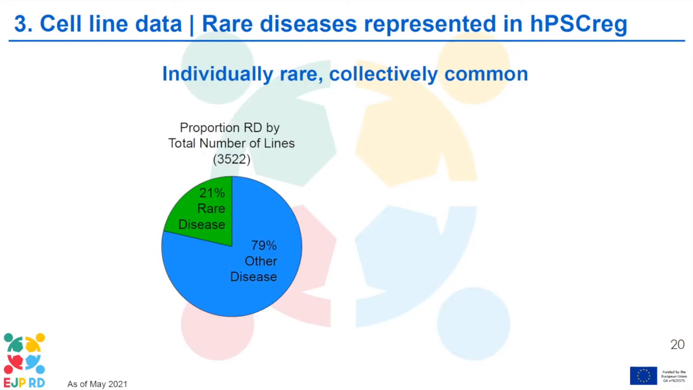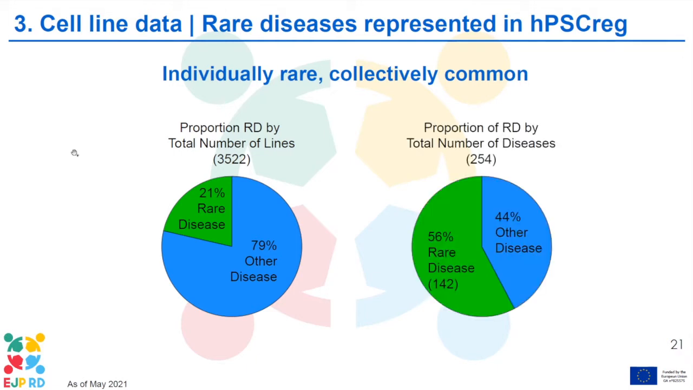So while hPSCreg is not a rare disease specific resource, approximately 21% of the lines that are registered in hPSCreg come from donors with a rare disease. Looking at the total number of diseases represented in hPSCreg, rare diseases account for about 55% of all diseases associated to lines in hPSCreg. So although rare diseases are individually rare, they are collectively common.